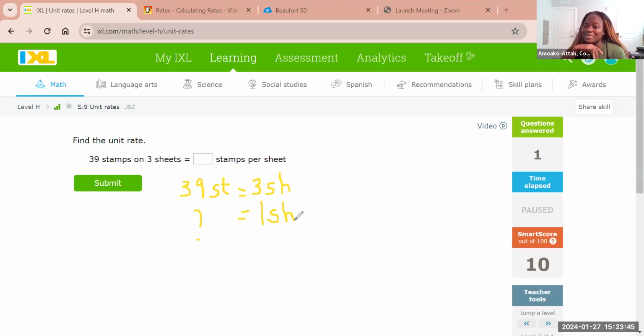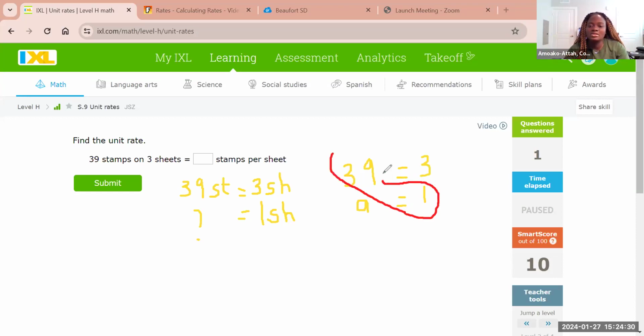All right, so for kids, we can use the butterfly method. You guys, I know you love the butterfly method, so we are going to rewrite this. 39 going for 3 sheets. Then, since we don't know the number of stamps for 1 sheet, we represent it with a variable. Remember what a variable is, right? An unknown number. So we can represent it with any letter, A, going for 1. So now we use the butterfly method. Okay, let's change the color.